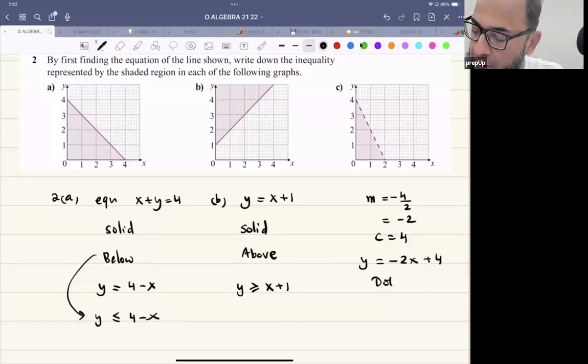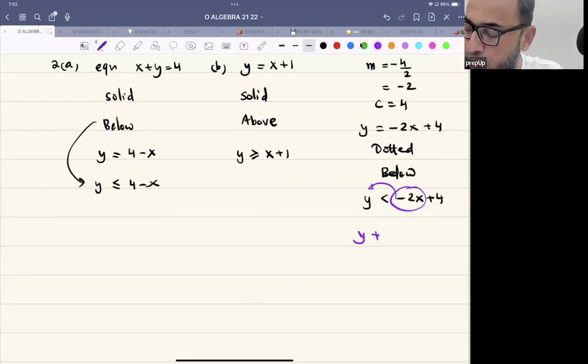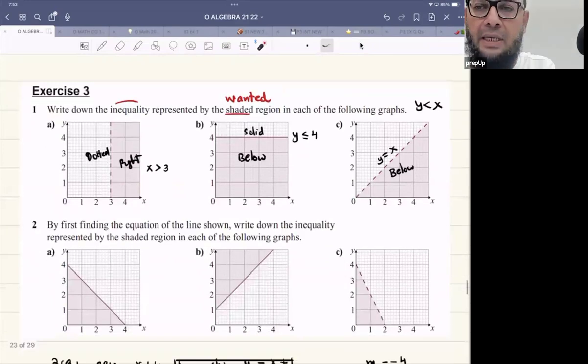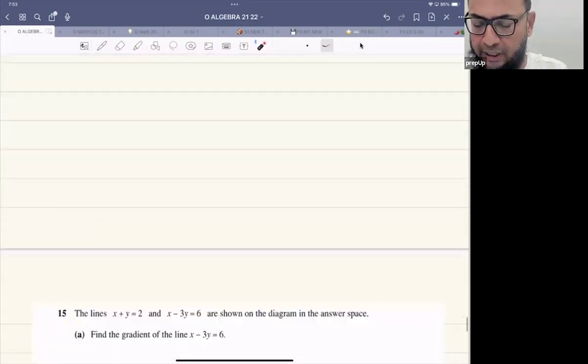And now this is a dotted line and we are looking for below, so therefore y is less than negative 2x plus 4. If you want to write this negative 2x on the other side, that is perfectly fine. Y plus 2x is less than 4, this is also fine. But when we have x and y, it's necessary that y should be the subject, or both y and x could be the subject. Only x cannot be the subject except in a scenario in which there is only x. All good, all clear? So now this thing is done. Something like that. You can try it out.